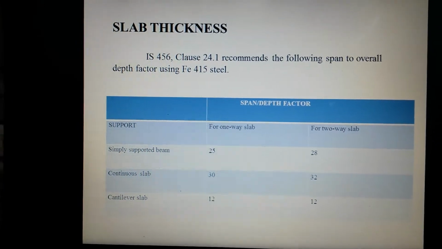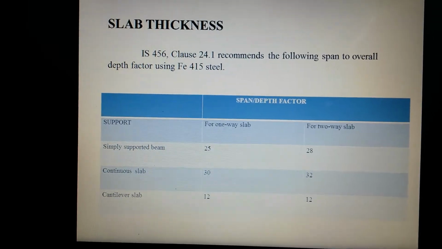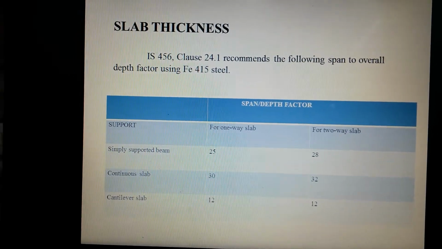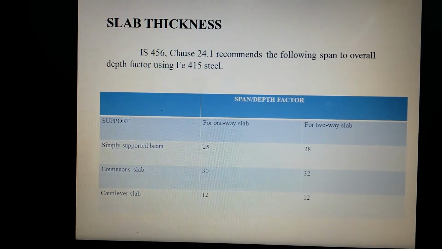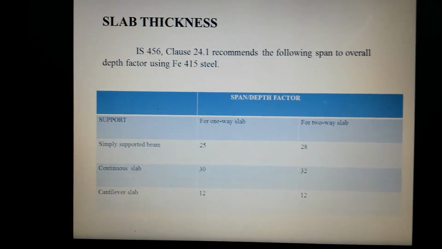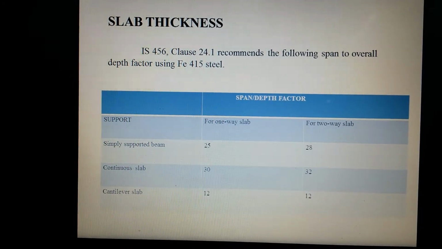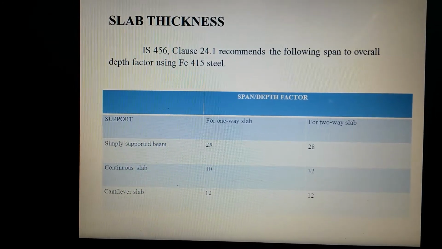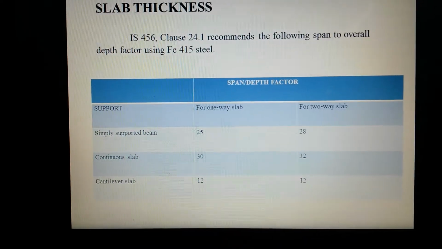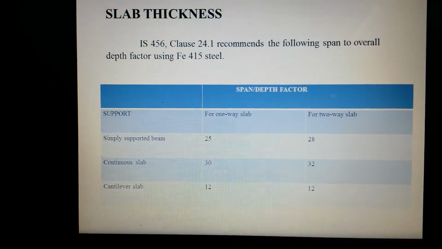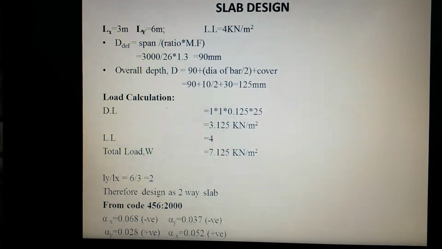Next, coming to the slab design. The slab thickness is calculated using the span to depth factor given in the code book IS 456 clause 24.1. This recommends span to overall depth ratios for slabs that are simply supported, continuous or cantilever. In our case, it is a continuous slab, so the corresponding span to depth factor is taken.